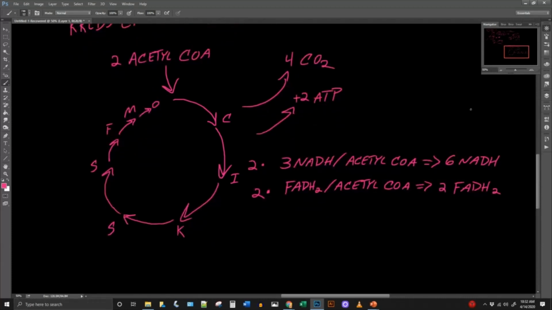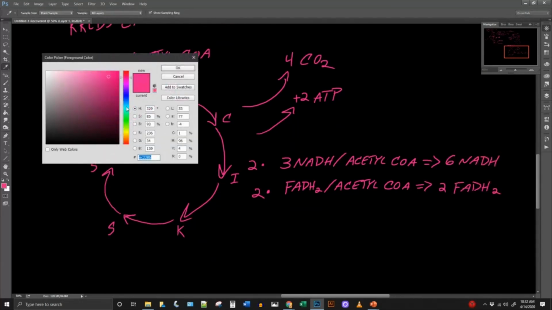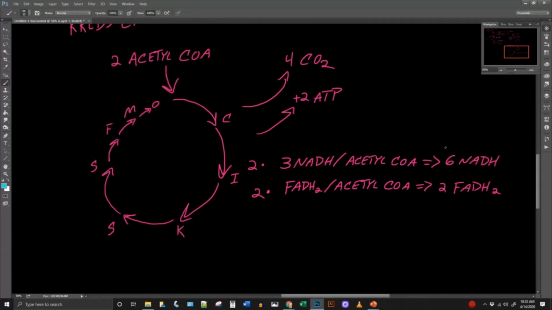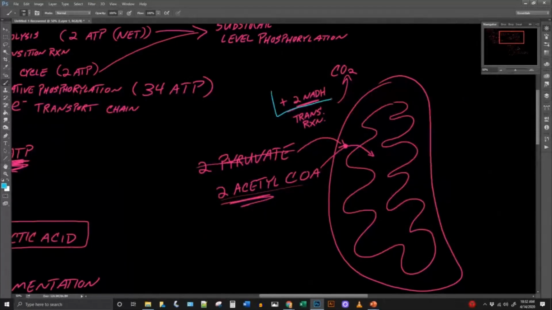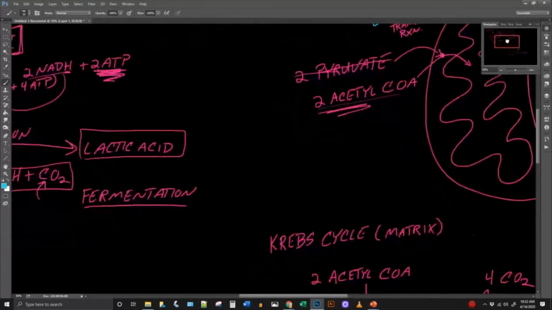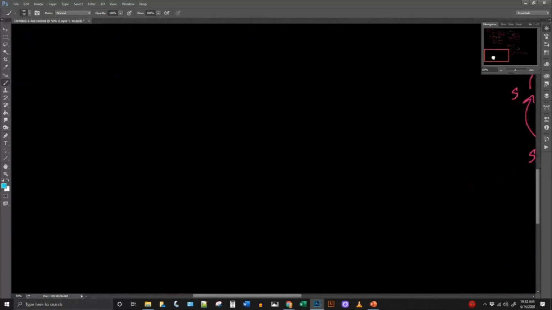So what do we have so far here? I'm going to change my color. I got 6 NADH from the Krebs cycle. I got 2 FADH2, and I got 2 ATP. From pyruvate oxidation, I got 2 NADH. And from glycolysis, I got 2 NADH and 2 ATP. So let's get some totals going here. I have 4 ATP.